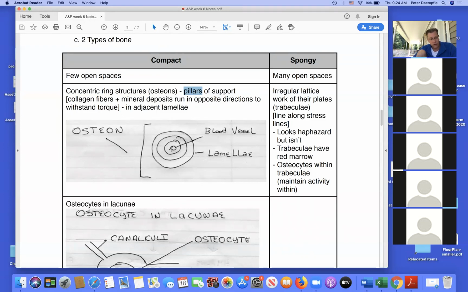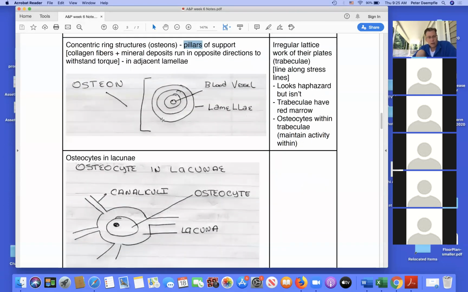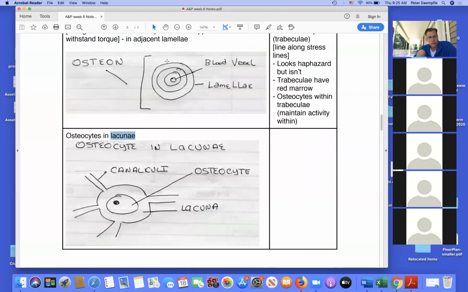There's a hole here for a blood vessel. There's little holes along the sides for communication between different cells. And let's take a close look at one of the little holes. There are little lakes or lagoons strewn throughout this osteon. And if we look close at it, you would find that there's an osteocyte, which, as you know from the last class, is a bone cell, and a little canal going back and forth from one osteocyte to another. The place where the osteocyte sits is known as the lacuna.